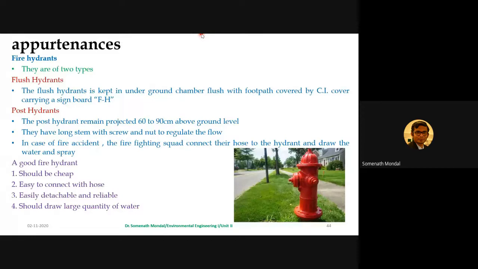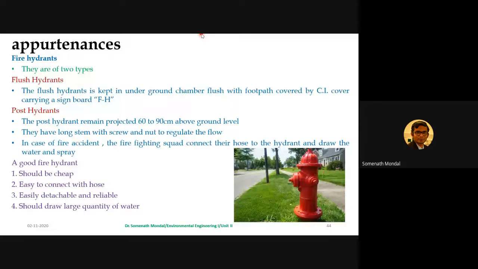It should be easily connectable to the hose or the motor pump, which would be operated during fire accidents. It should be easily detectable during an emergency. Most of the time, as you might have seen, fire hydrants are painted red, so that during an emergency they are easily visible.